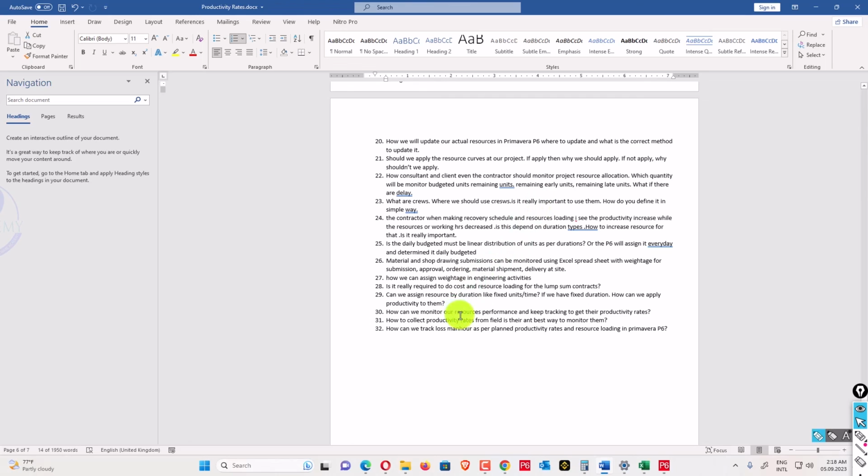And the next question is, how can we monitor our resource performance and keep tracking to get their productivity rates? So how do we monitor that? You have submitted daily progress reports, and by the daily progress report you can see how many crews worked on that site and which location they worked in. You can create a sheet location-wise, and zone-wise, and also convert how much quantity has been worked.